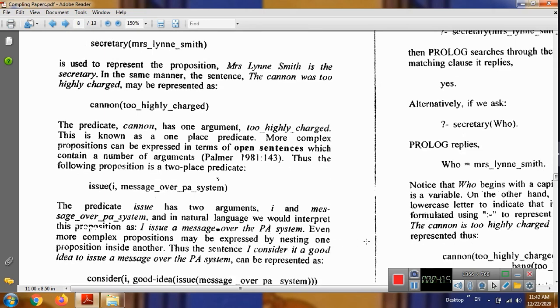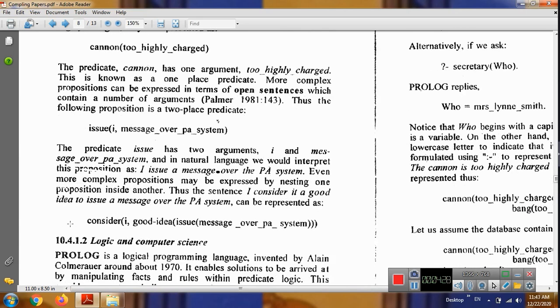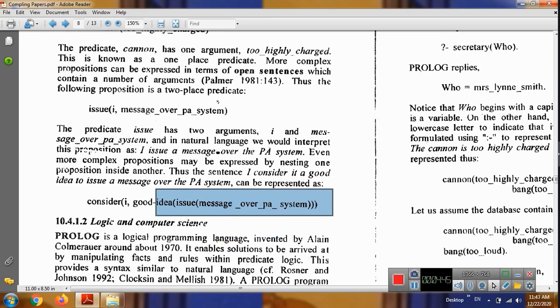Even more complex propositions may be expressed by nesting one proposition inside another. Thus, the sentence I consider it a good idea to issue a message over the PA system can be represented in this way. We have consider here with one argument, issue is another argument, and message over system is another argument. Here we have three arguments, which we separate from each other by parentheses.